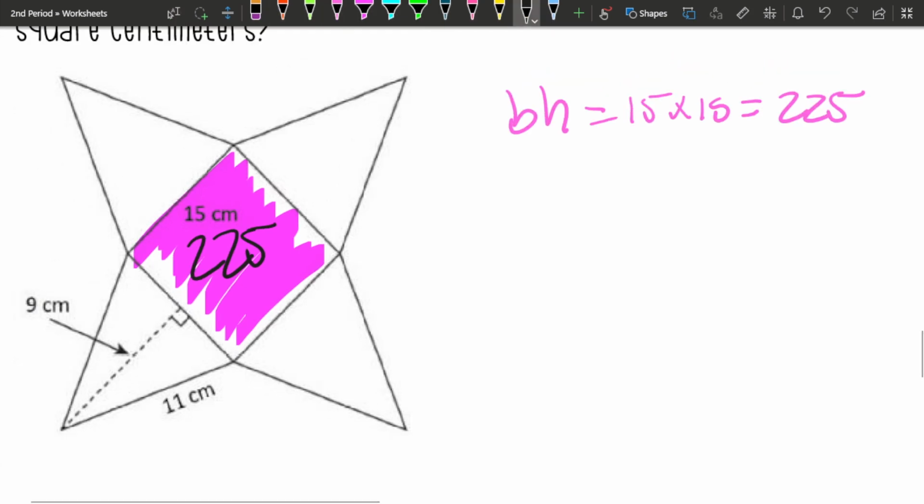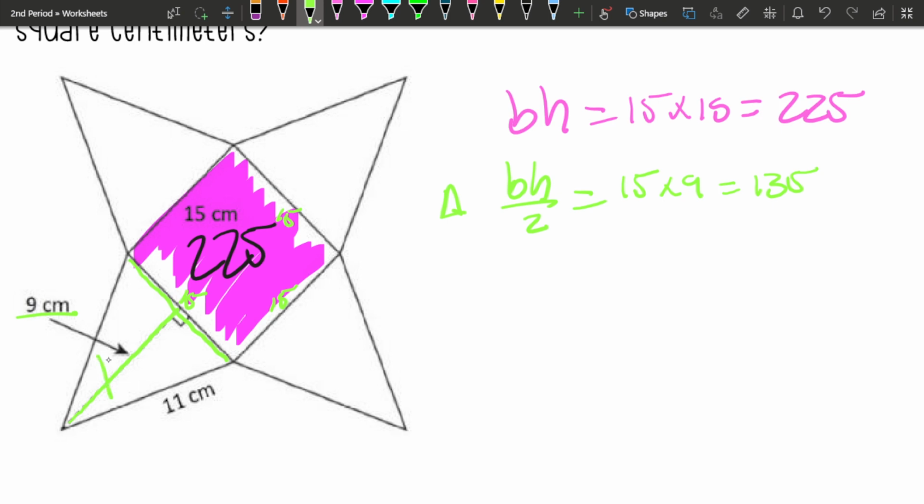Now let's analyze the triangle. Do I know how big the green line is? 15, because it's a square, right? All this is 15. Do I know how tall it is? 9. Is that all I need to find the area of a triangle? Base and height. Base times height divided by 2 for the triangle, which is 15 by 9, which is how much? 135.